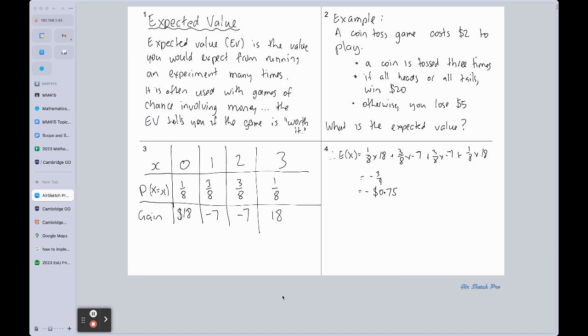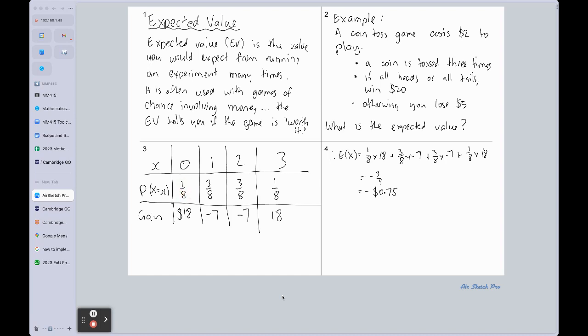All right. In slide 3 there, we have a probability distribution table. Have a look at how I've set this up. These are the number of times I can get heads. I either get no heads, or 1 head, or 2 heads, or 3 heads. Remember, we always look at our random variable in terms of a particular outcome we're looking for, in this case, heads.